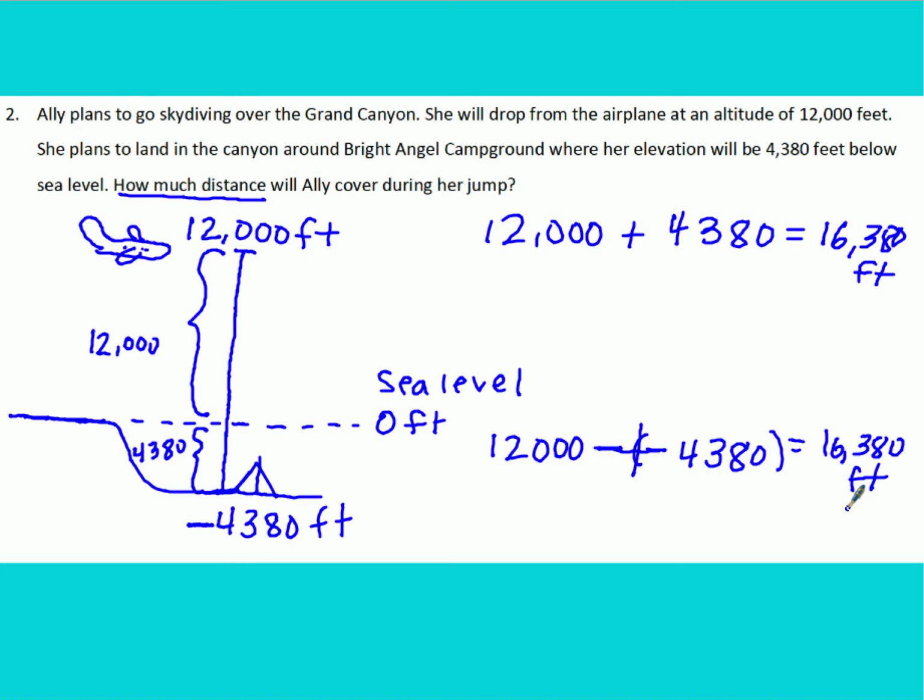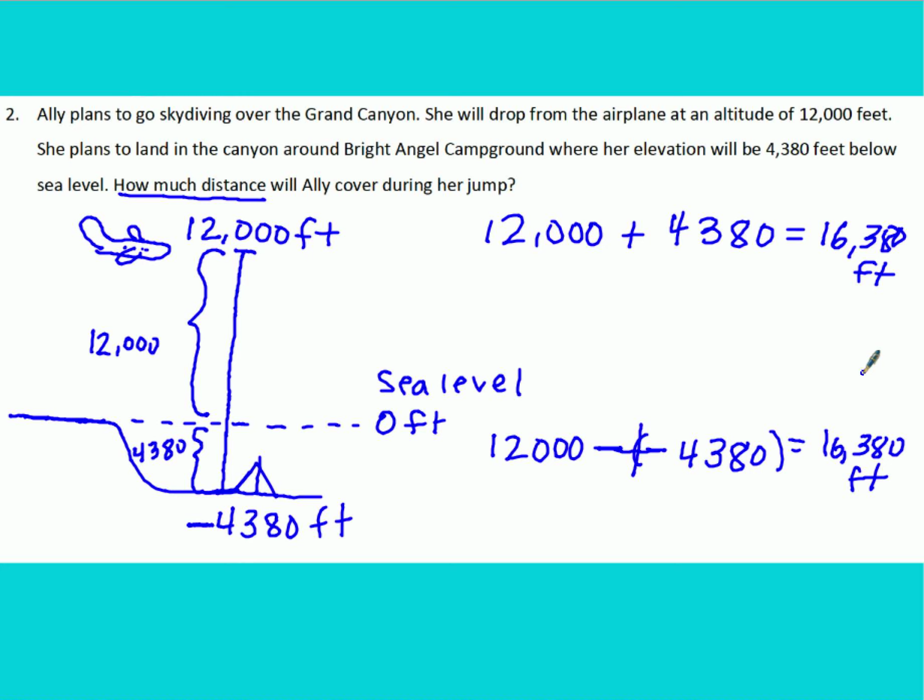Now, think to yourself, does this answer make sense? First of all, our answer should not be something smaller than 12,000 feet, because if she doesn't drop at least 12,000 feet, then she hasn't made it back to the ground yet, because her airplane was 12,000 feet above the ground when she jumped out. So our number is larger than 12,000 feet, and we also shouldn't have a negative amount for our answer, because a negative distance doesn't make sense. We can't say Allie dropped negative 16,380 feet, because if she dropped a negative distance, that kind of messes with your head, and how can you follow a negative distance?